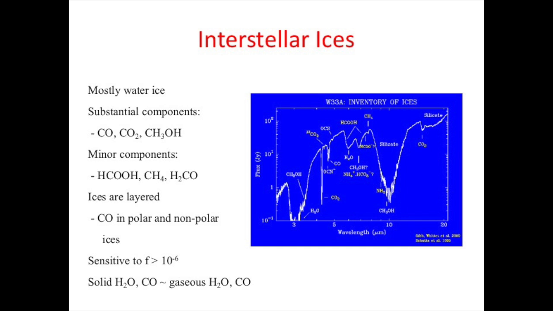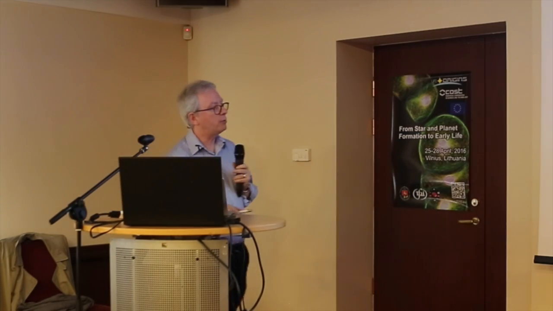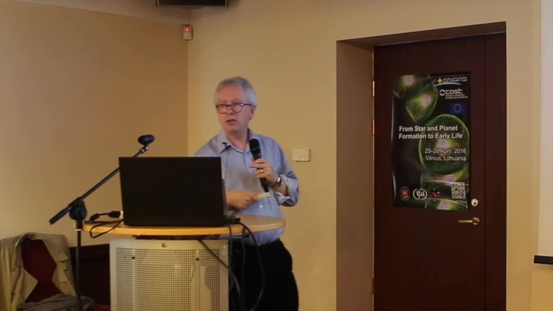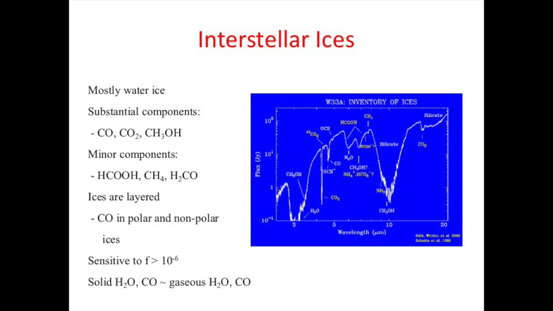We know what their main components are. We know, from comparing lab and astronomical spectra, that the ices are layered. They're not uniform in composition as you go down in depth through them. And we know, just from measuring the ice band features and working out how much material is in these ices, that, for example, in cold clouds, the amount of water and CO that are frozen on the dust grains is comparable to or even greater than the amount of water and CO in the gas phase in these clouds. So there's a lot of molecular material in ices in cold clouds.